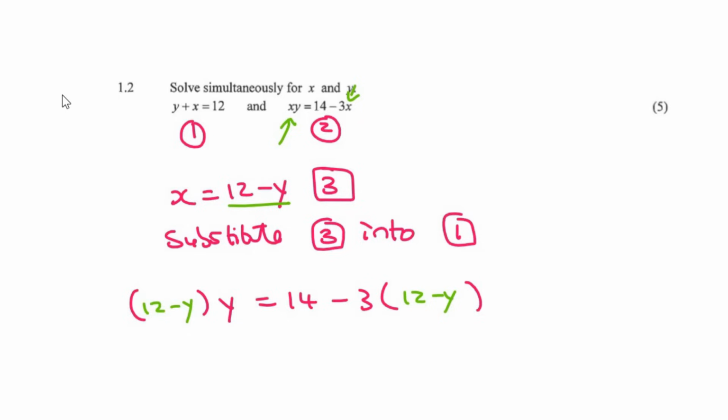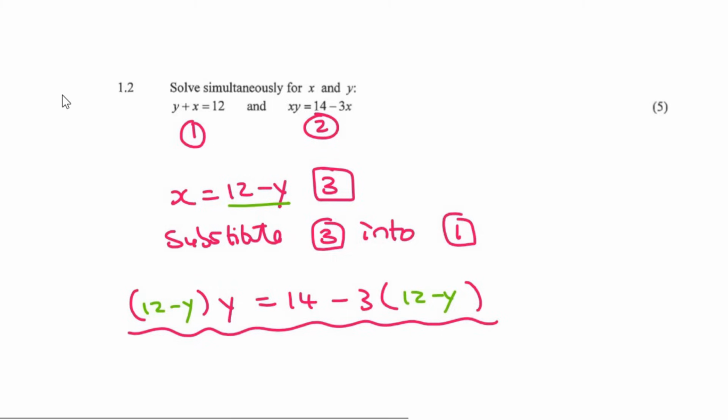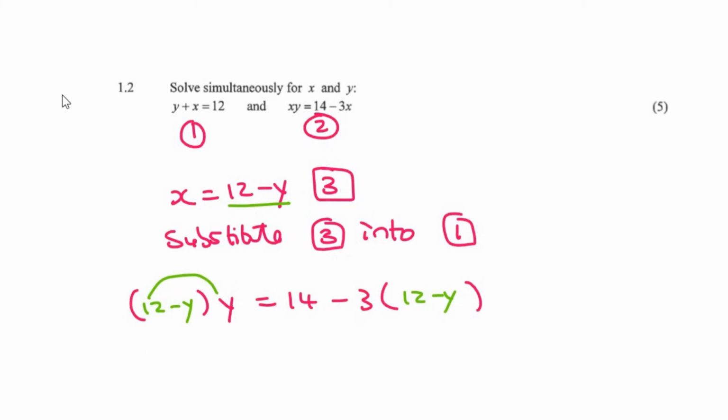We've taken an equation that had a mixture of x's and y's, and now this equation only has y's, and so we can easily solve this. So I'm just going to multiply everything out, and so that's going to be 12 times y, which is 12y, minus y squared, equals 14 minus 36 plus 3y.